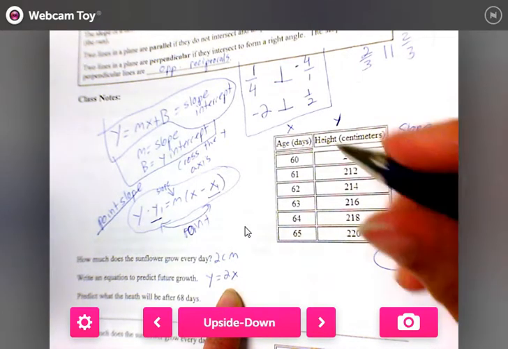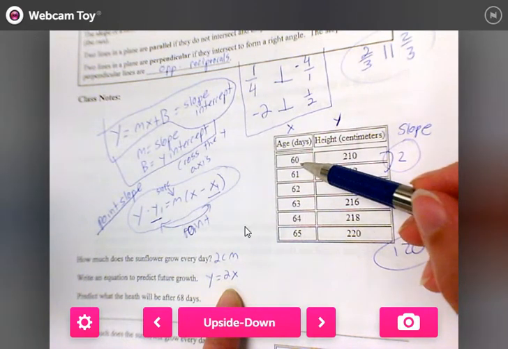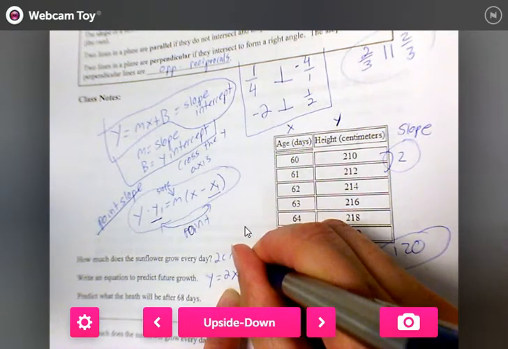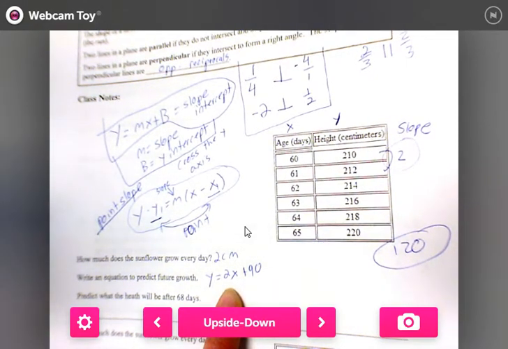Okay, let's go back. If at 60 we're at 210, and I know 2 times 60 is 120, right? 2 times 60 is 120. What's 210 minus 120? 90. So we must add 90. So we must have started with a sunflower that was 90 centimeters tall. Okay, we bought it from a store, right?